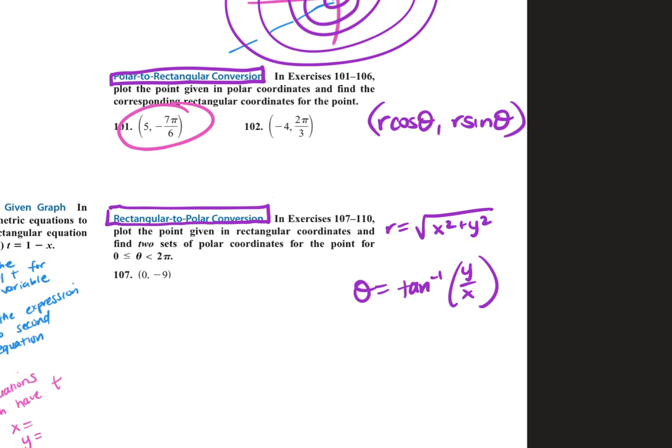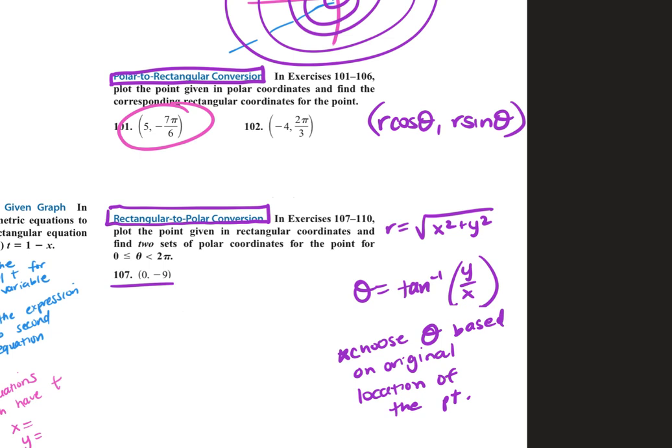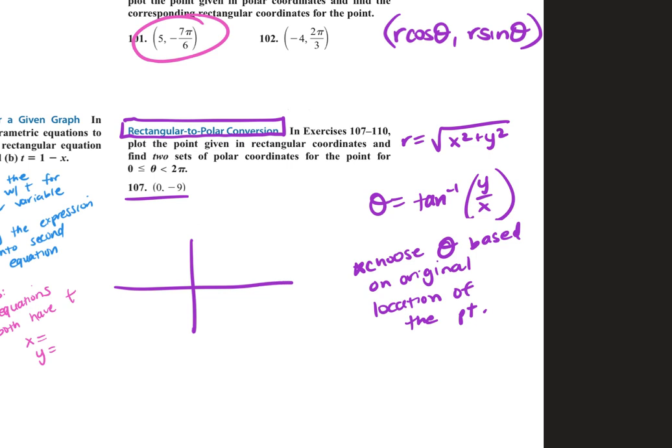And remember, there's 2 answers to that, so you choose the theta based on the original location of the point. So for example, 0, -9. Where would 0, -9 be? If I plotted that rectangular coordinate point, where would that be?